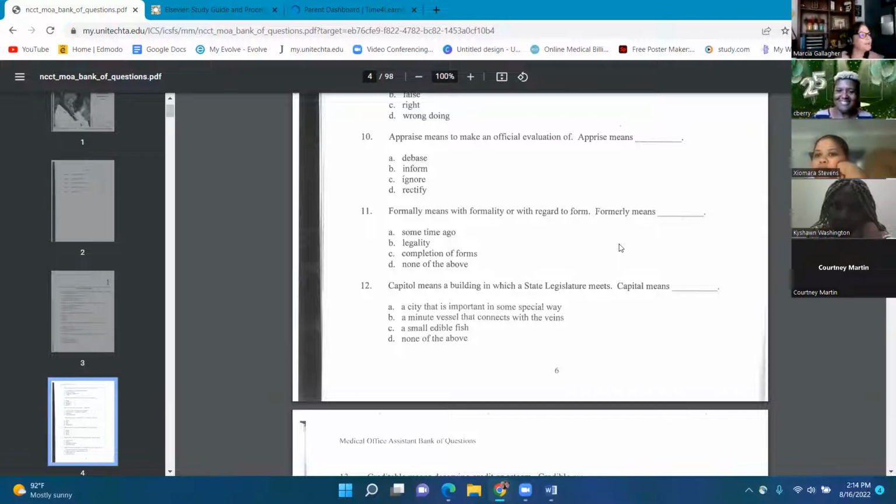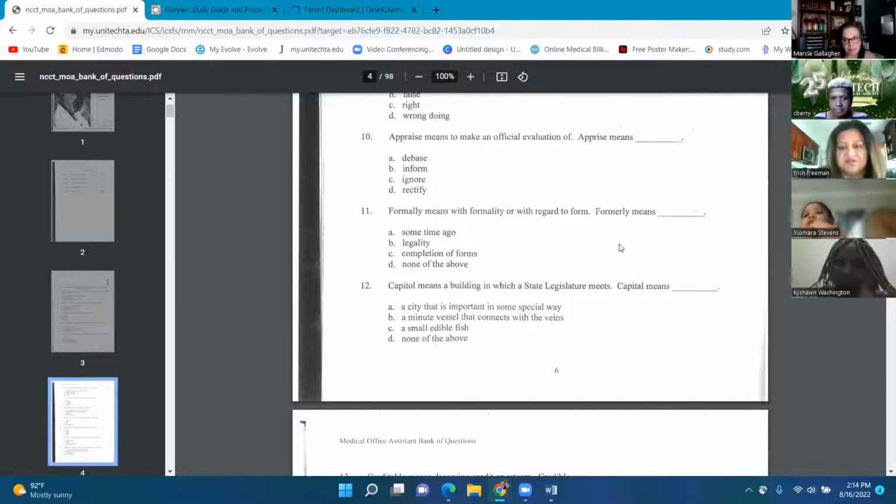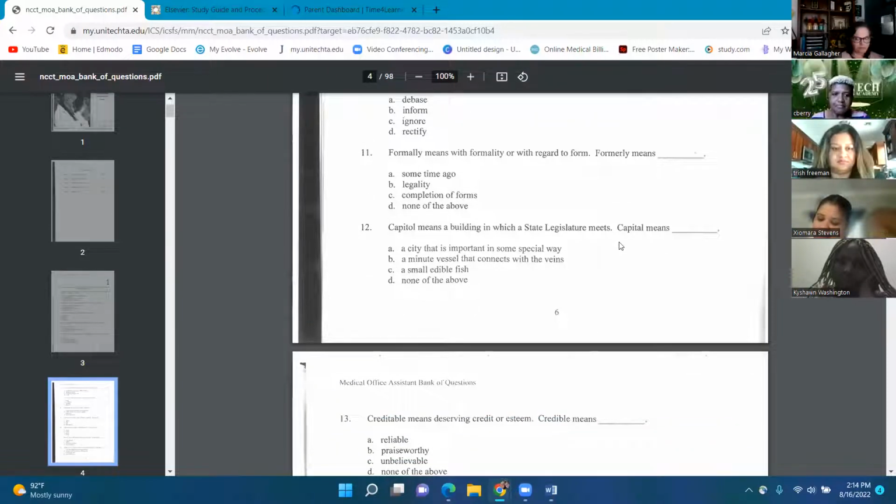Okay. Number 11. Formally means with formality or with regard to form. Formerly means some time ago, legality, completion of forms, or none of the above. A, some time ago. Does everybody agree with A? Yeah. The answer is A, some time ago.